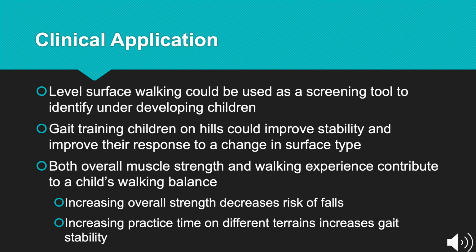Level surface walking could be used as a screening tool to identify underdeveloping children. This is due to gait variables in children 6 to 14 years old resembling adult gait variables. Gait training children on hills can improve stability and improve their response to a change in surface type. Both overall muscle strength and walking experience contribute to a child's walking balance. Thus, increasing overall strength decreases their risk of falls. Increasing practice time on different terrains increases gait stability on all different types of terrain.